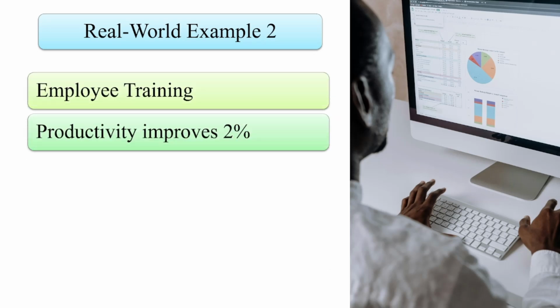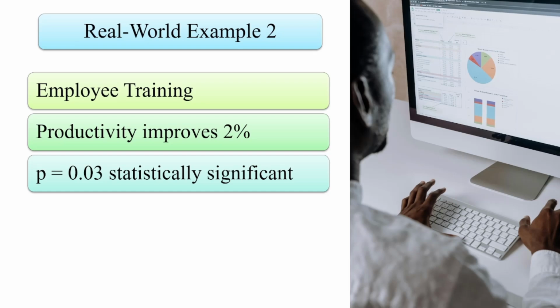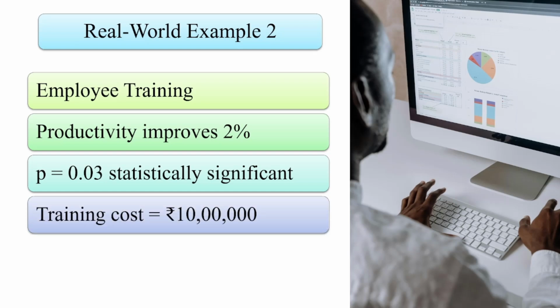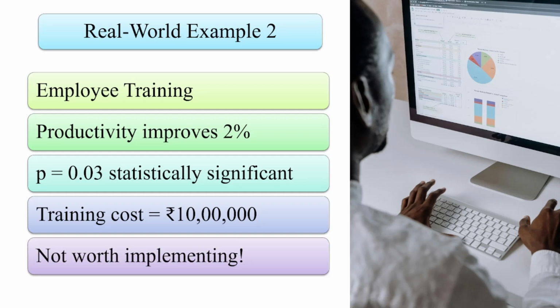Now consider an employee training program. Productivity improves by just 2%, and the p-value is 0.03, statistically significant. But the training cost is 10 lakh rupees. A tiny gain, a huge expense. So mathematically it looks impressive, but financially, it makes no sense. Statistical significance doesn't always equal smart decisions.